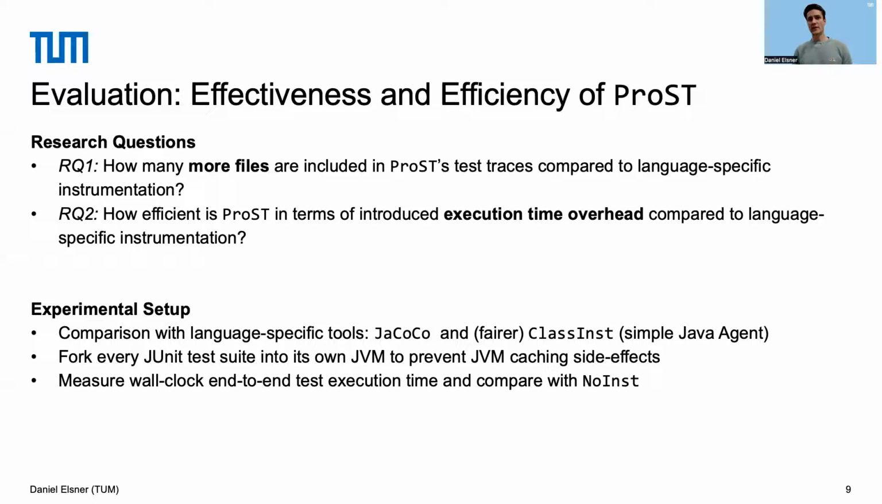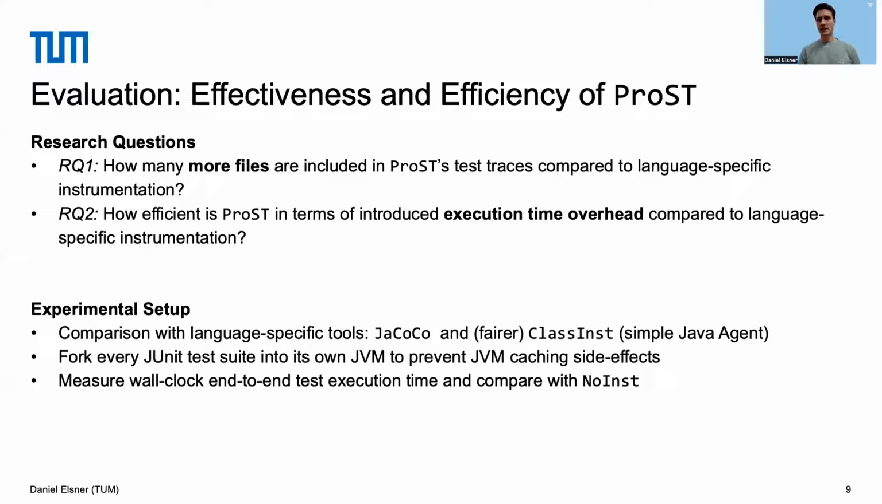And why is it fairer than JaCoCo? Well, JaCoCo is a coverage tool aimed at providing statement-level granularity coverage, and this will obviously have a larger instrumentation overhead than only looking at the coarse file-level granularity. So this is why we also implemented ClassInst as a fairer baseline here.